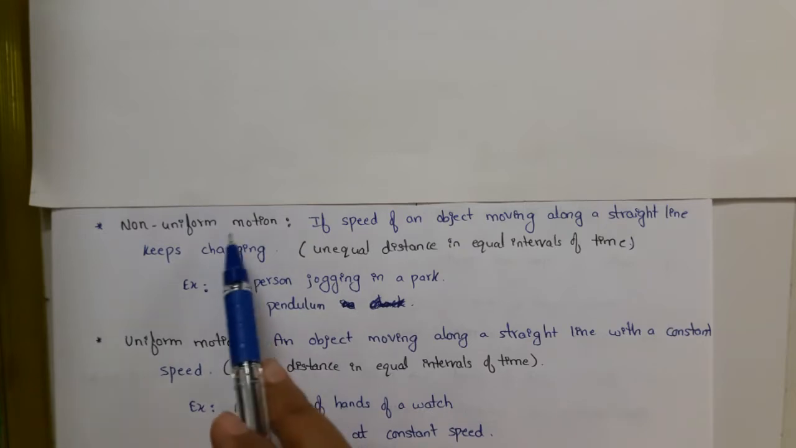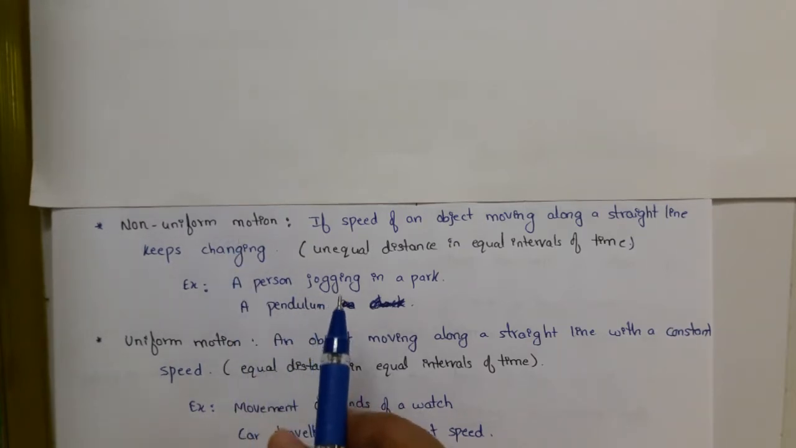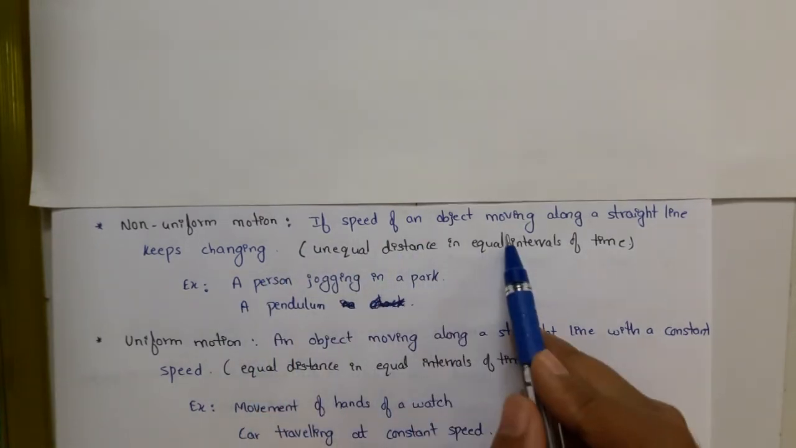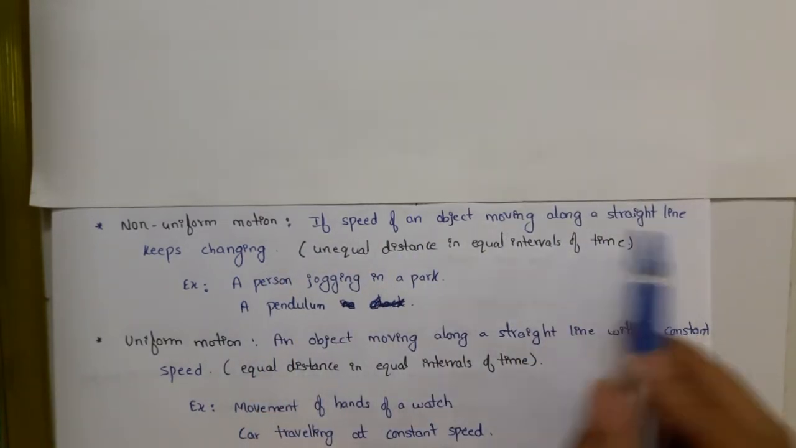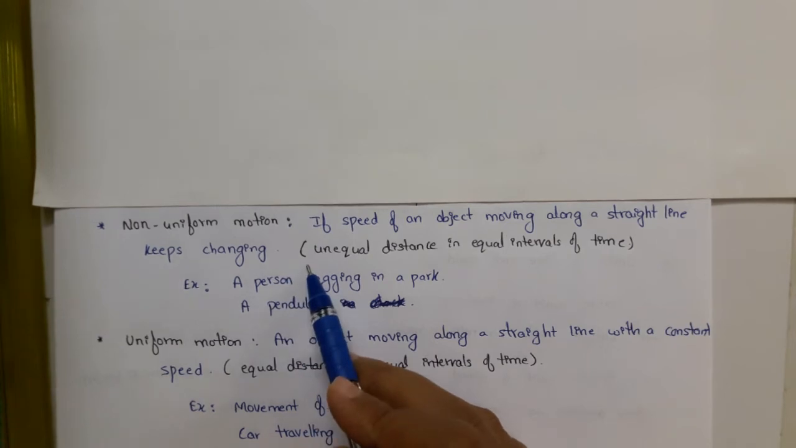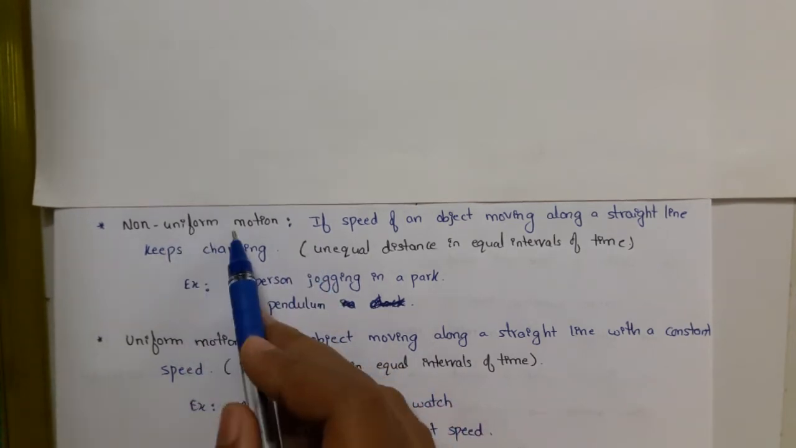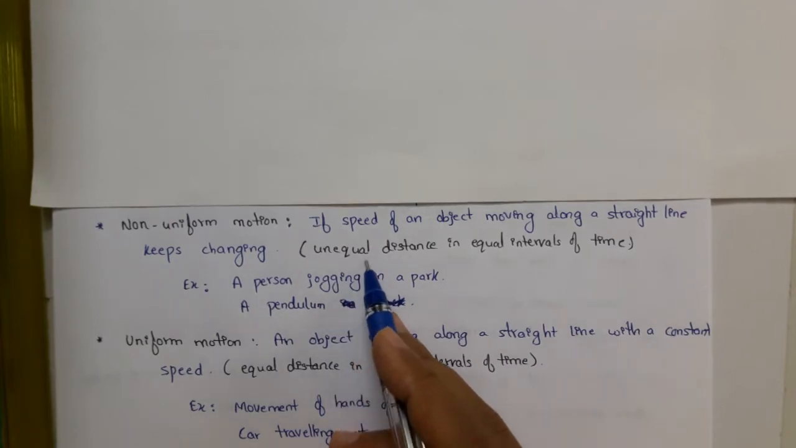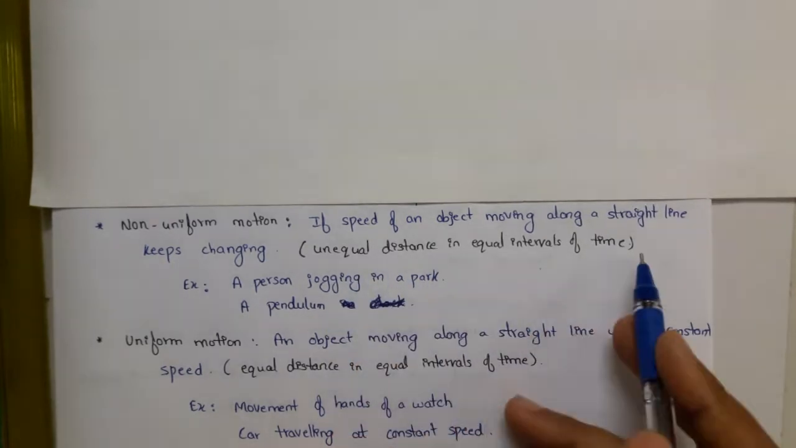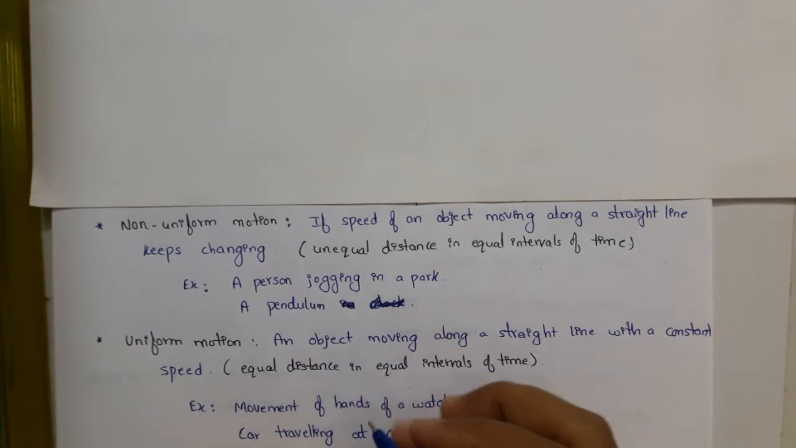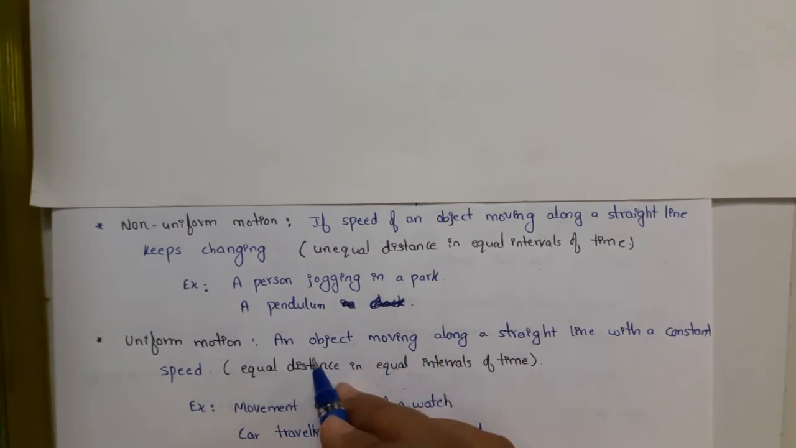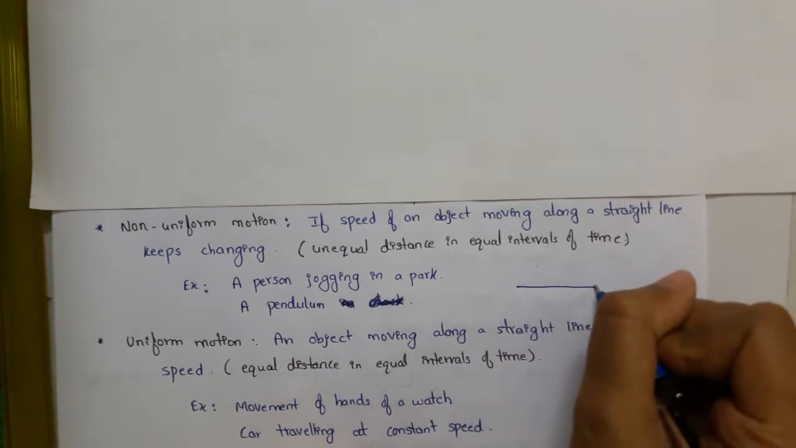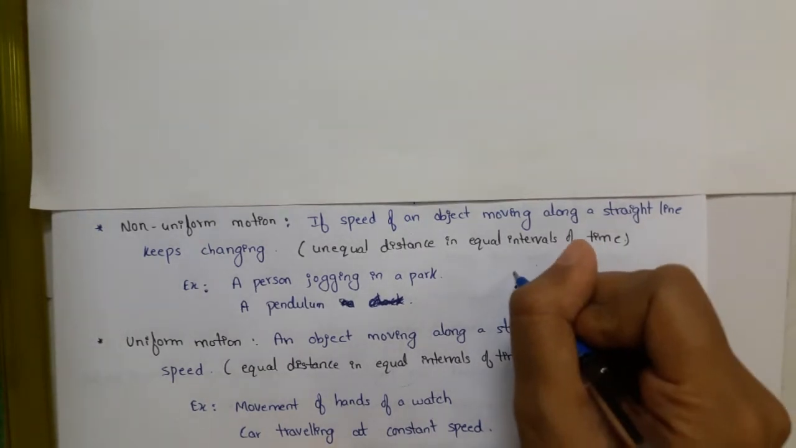Now let's learn about uniform and non-uniform motion. So what is non-uniform motion? If the speed of an object moving along a straight line keeps changing, then we can say the motion is non-uniform. That is, in simple words, unequal distance in equal intervals of time. For example, a person jogging in a park, and a pendulum. Suppose this is the distance you need to cover and you are here.